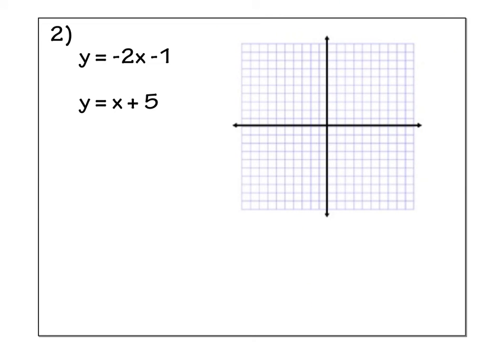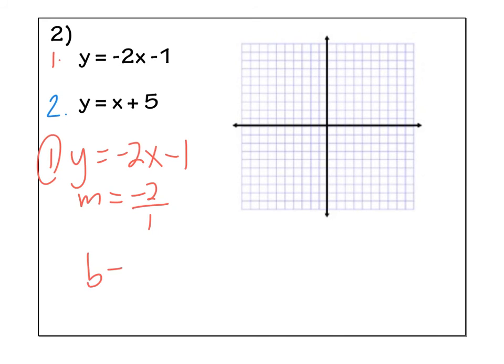Now the next one has lines y equals negative 2x plus 1. That's line number 1. And then line number 2 is y equals x plus 5. Let's take a look at line number 1. Y equals negative 2x minus 1. Our rise over run is negative 2 over 1, and our y-intercept is negative 1. So I will start by plotting the ordered pair 0, negative 1. And now I will implement a negative 2 slope, down 2, right 1. Down 2, right 1, and so on.